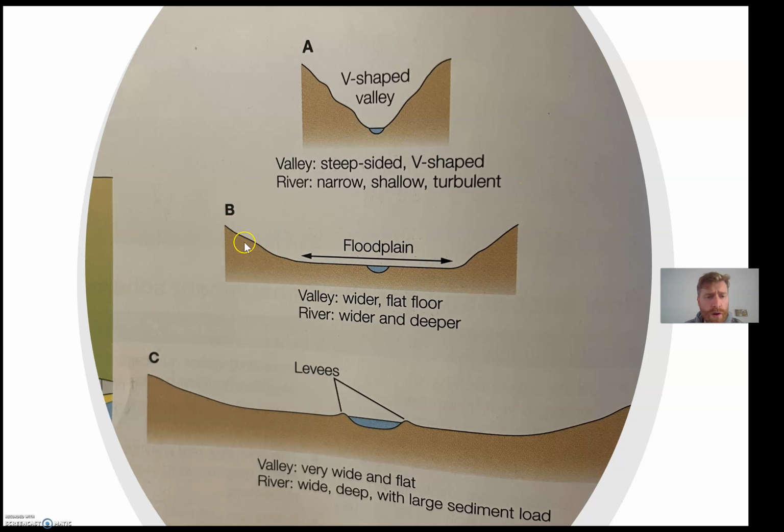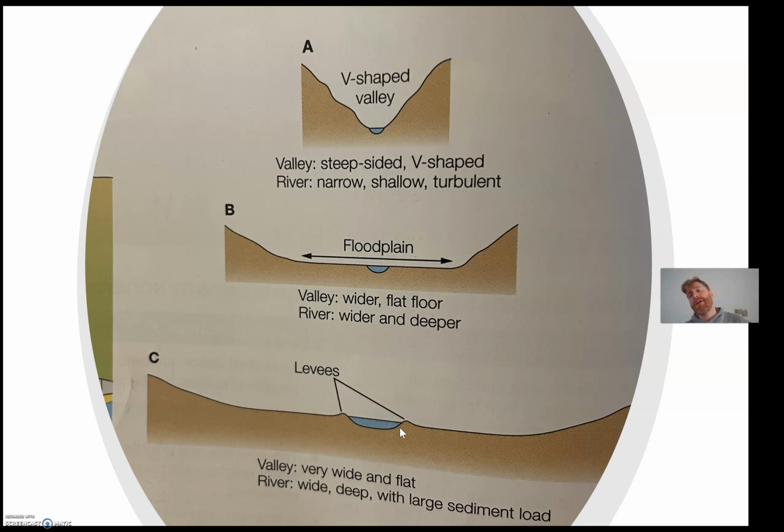And what you can see is you've still got some steep sides, but they're nowhere near as steep as the start there. You have a floodplain, which is this flat area of land on either side of the river that it will flood into. And at the bottom here, you can see the gradient of the valley sides is even lower or even less. We've got another flat area, but we've also got these things called levees, which you might draw on.